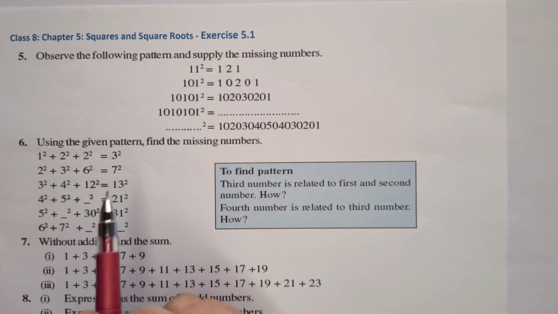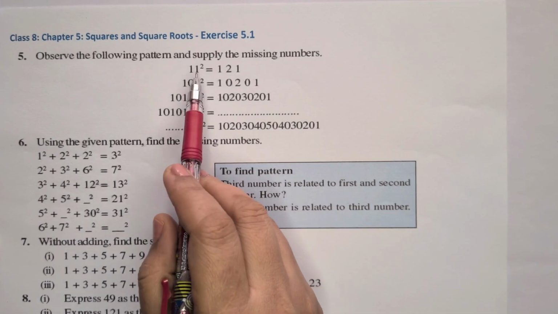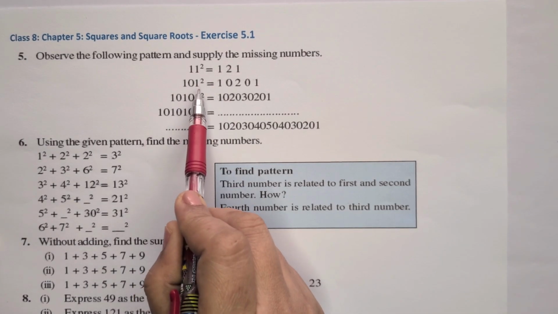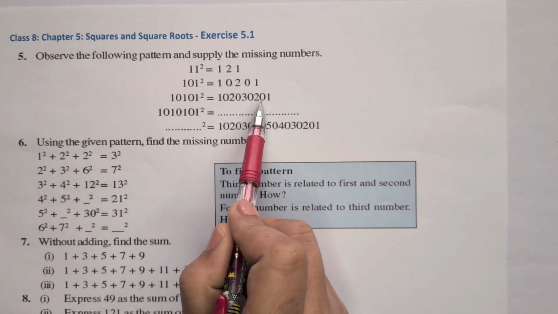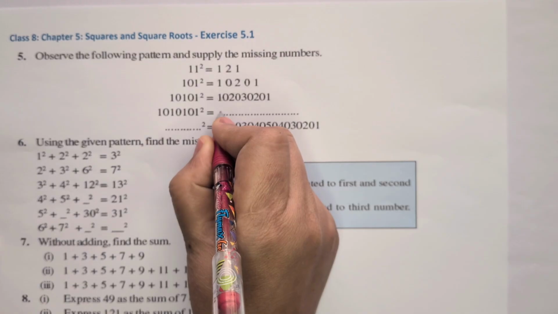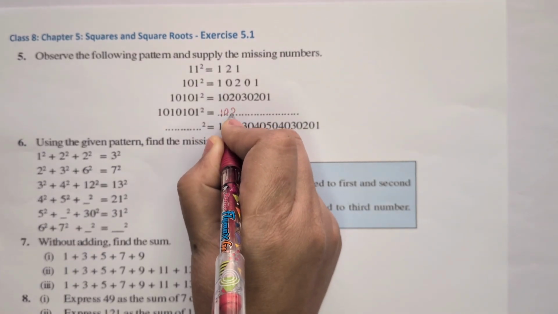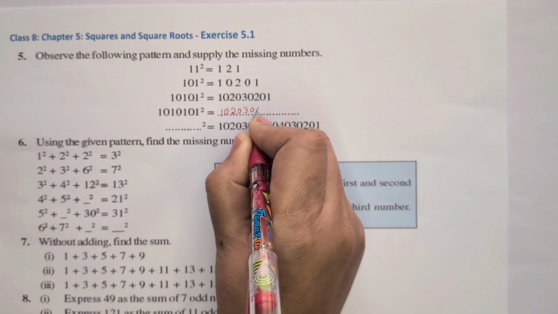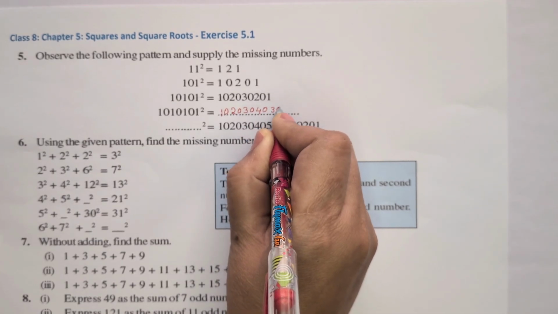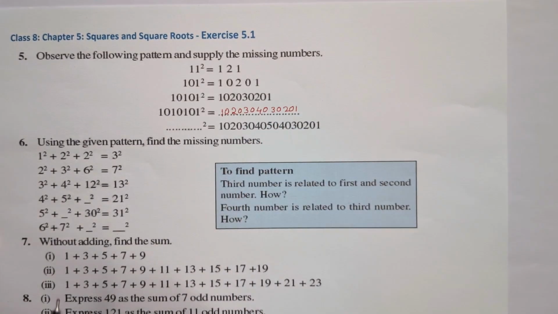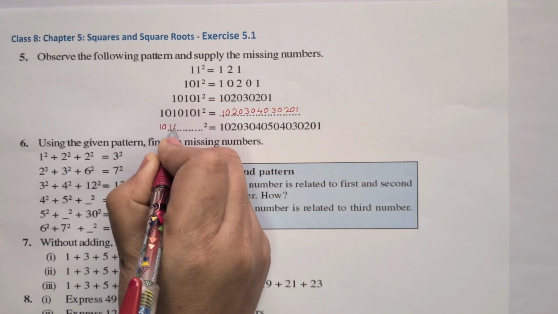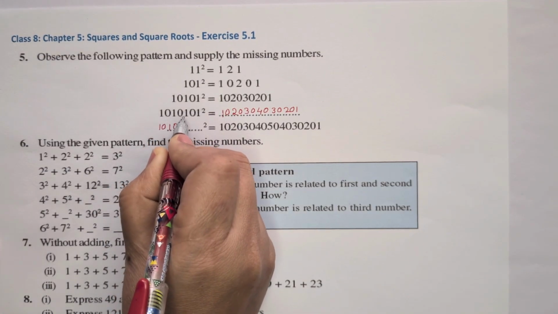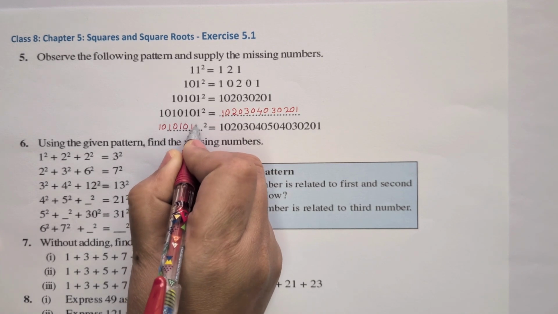Fifth question: observe the following pattern and supply the missing numbers. 11 square is 121. Here 101 square is 10201. So 1 0 2 0 1. 1 0 2 0 3 0 2 0 1. Here it will come 10, 20, 30, then 40. After that 30, 21. Here this number is already given. Here it will come 10, 10, 10. Here 3 times, here one more time, and then 1 square.